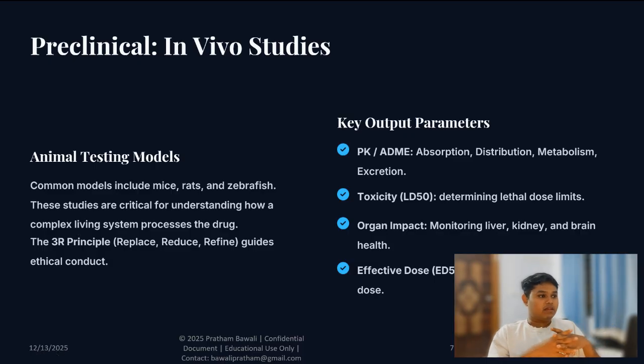And then the preclinical in vivo studies, where animal testing models are used. Common models include mice, rats, and zebrafish. These studies are critical for understanding how a complex living system processes the drug. The 3R principles, replace, reduce, refine, guide ethical conduct. Key output parameters are pharmacokinetics, that is absorption, distribution, metabolism, excretion. Then toxicity, LD50, which determines lethal dose limits.